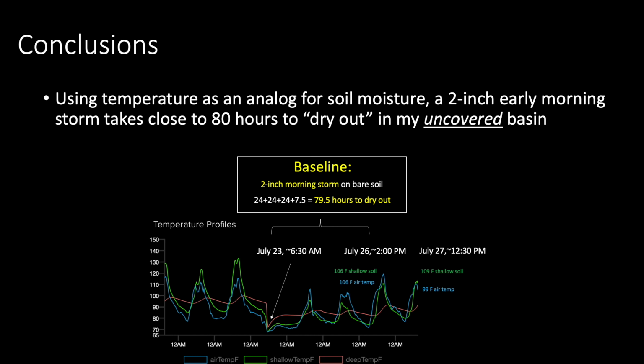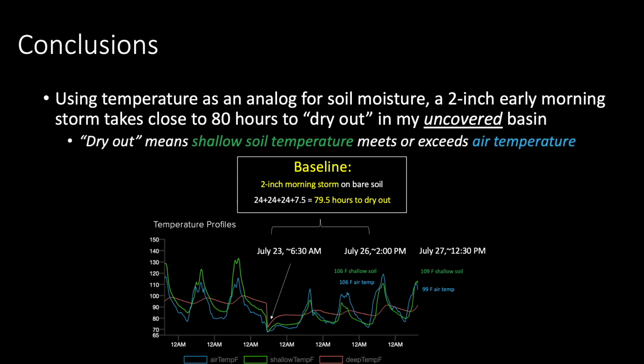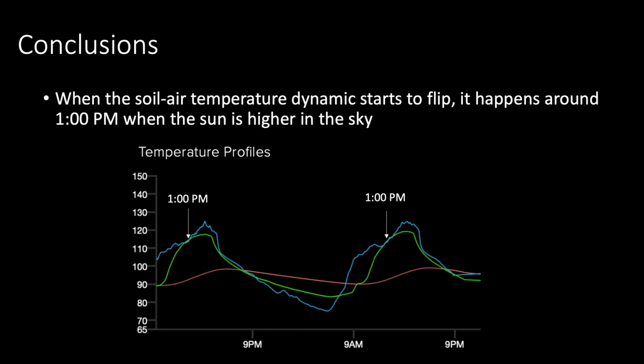Next, using temperature as an analog for soil moisture, I discovered that a 2-inch early morning storm took close to 80 hours to, quote, dry out in my uncovered basin. And I should clarify that for the purposes of this experiment, the time for drying out really means the time it took for soil temperature to first reach or exceed air temperature after an intense storm. Next, based on the data collected by these sensors after my storm, I discovered that the soil-air temperature dynamics start to flip closer to what's witnessed in dry conditions, usually around 1 in the afternoon when the sun is high in the sky.